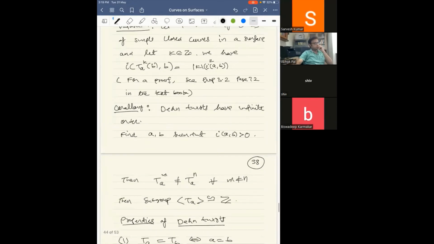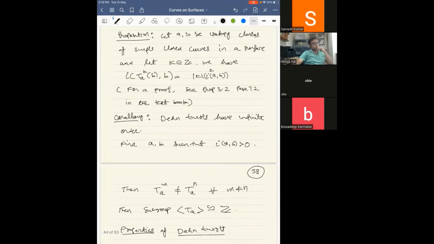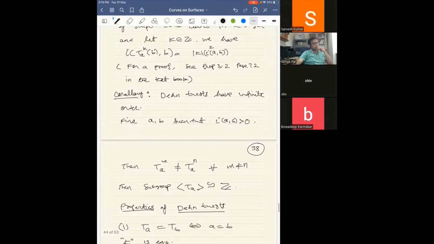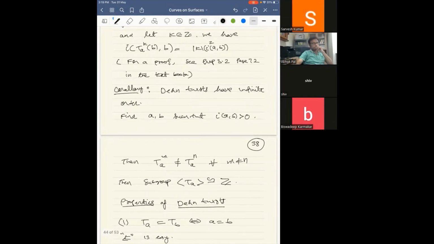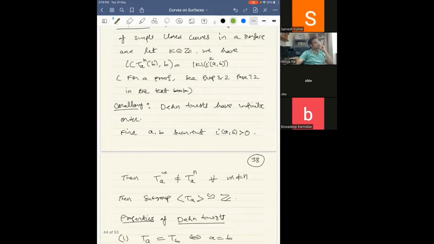So let us just assume for the time being that this result holds, and try to see why Dehn twists have infinite order. So how does one prove that Dehn twists have infinite order? You want to show that T_A^m is different from T_A^n for all m different from n. If you see this expression, that is inherent in there.